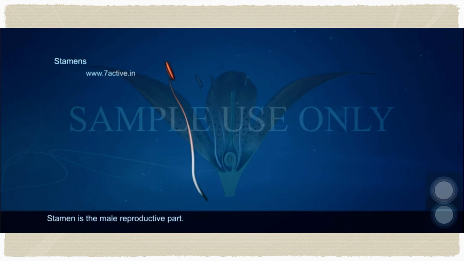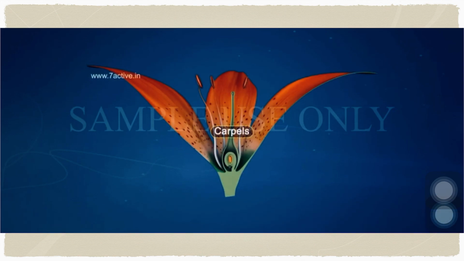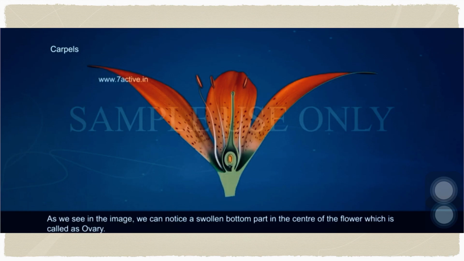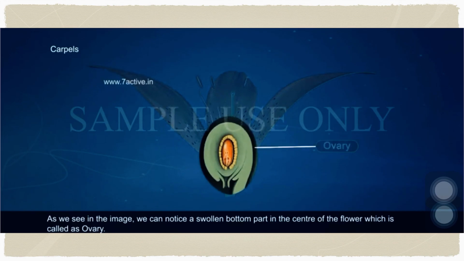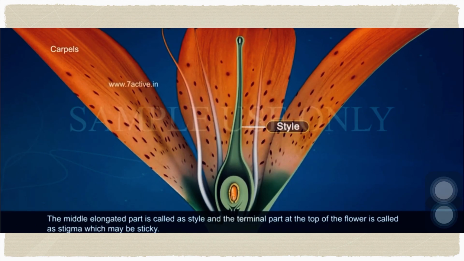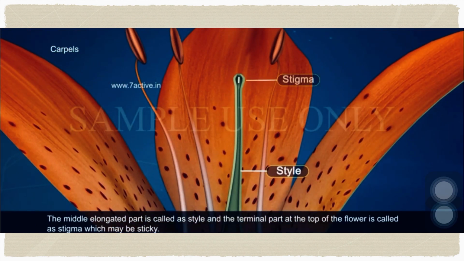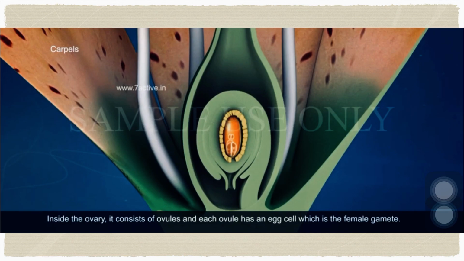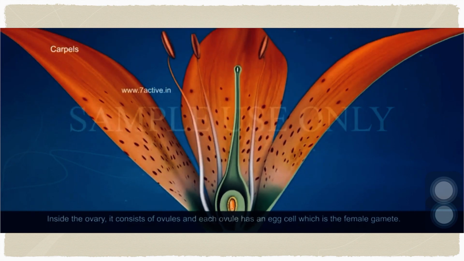Stamen is the male reproductive part. It produces yellowish colored pollen grains. Carpel is the female reproductive part which is present in the center of the flower. As we see in the image, we can notice a swollen bottom part in the center of the flower which is called the ovary. The middle elongated part is called the style and the terminal part at the top of the flower is called the stigma, which may be sticky. Inside the ovary are ovules, and each ovule has an egg cell which is the female gamete.